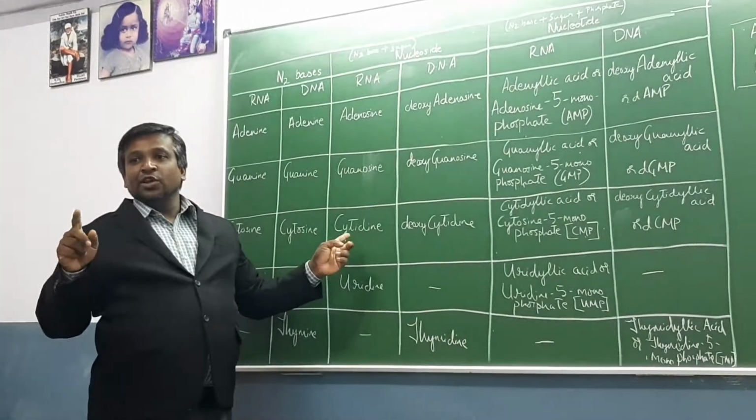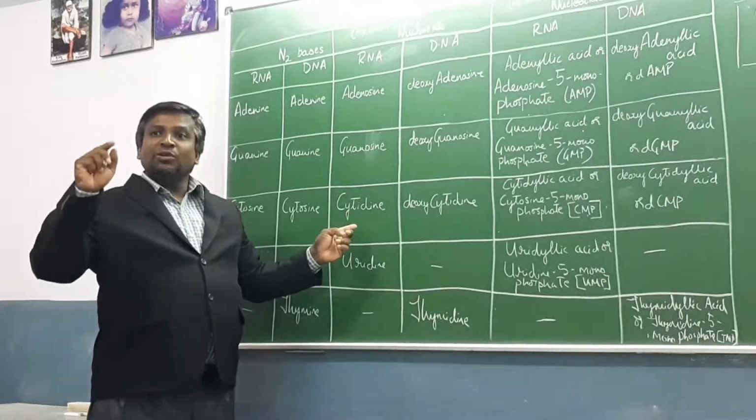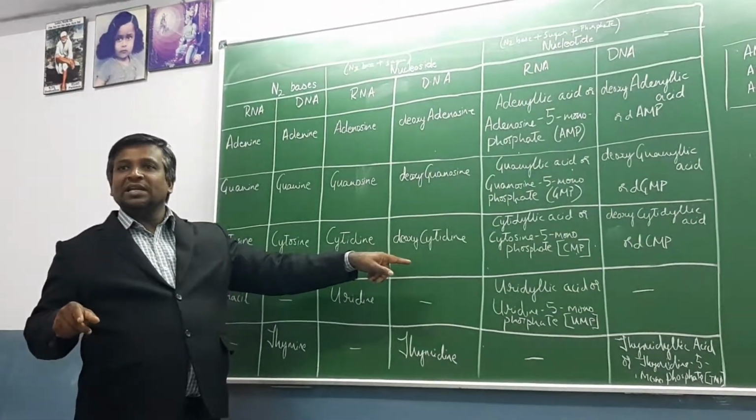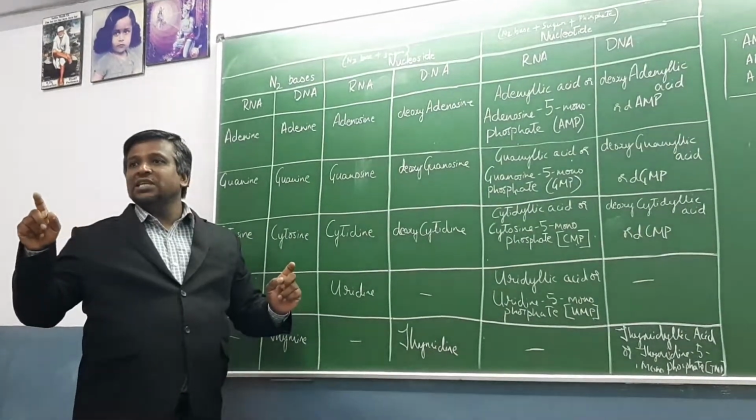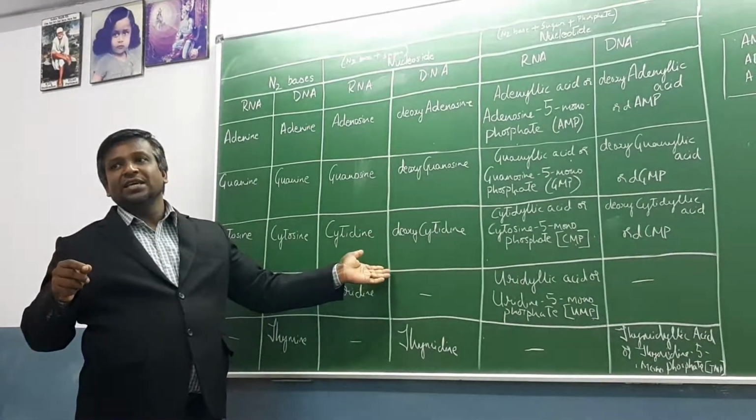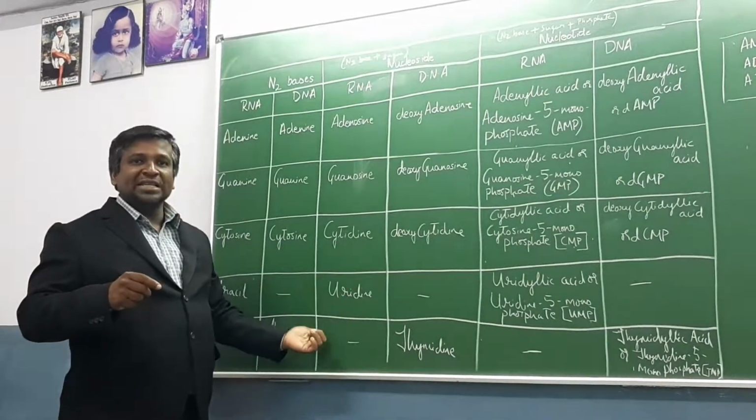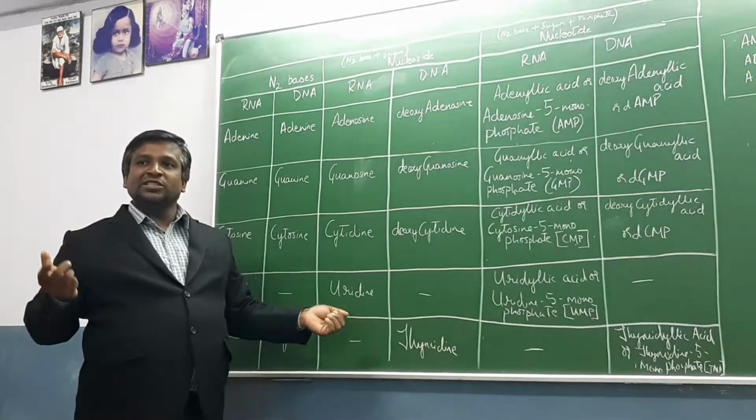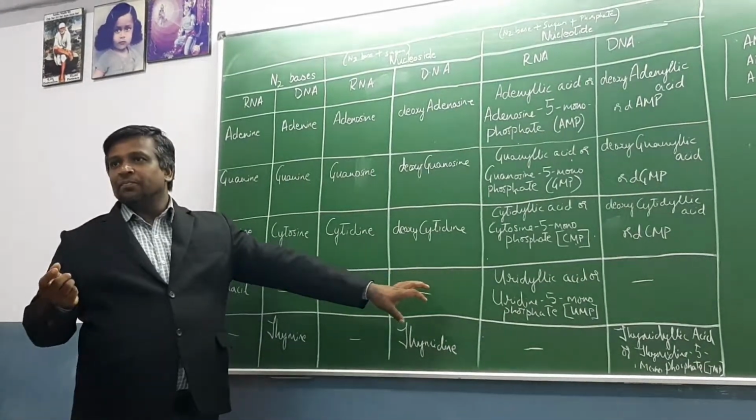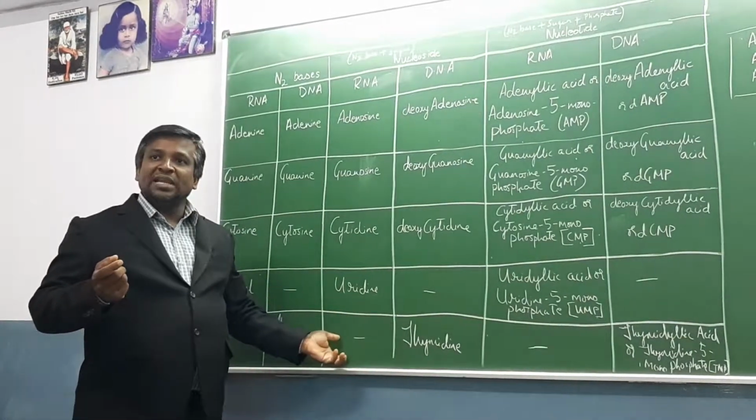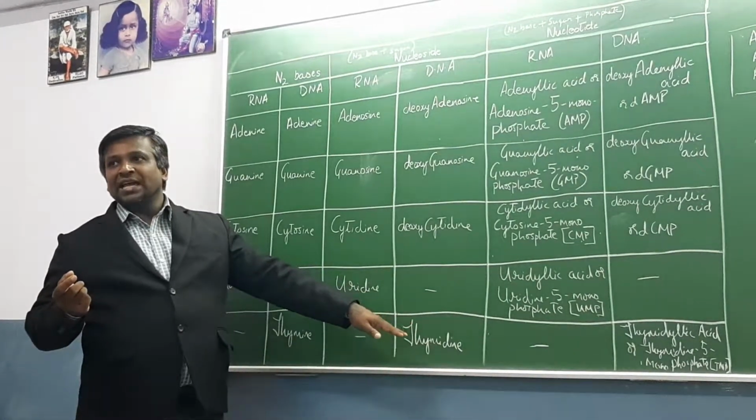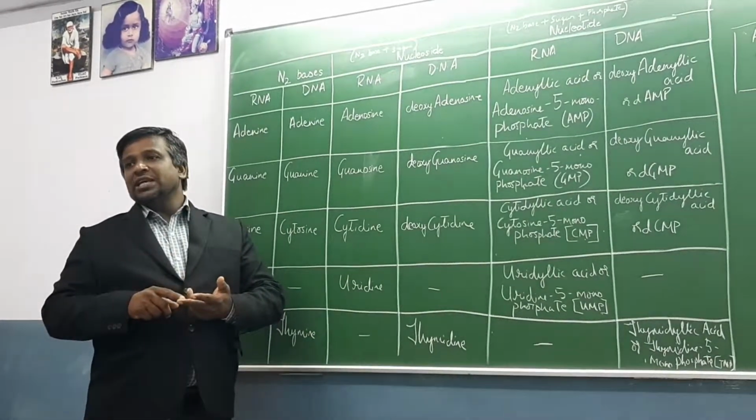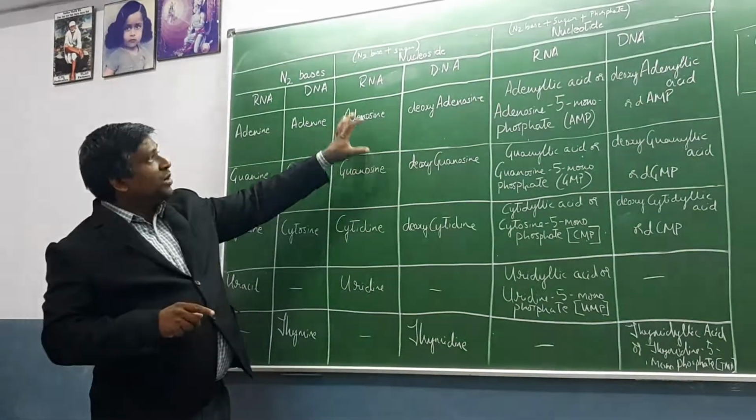Similarly, cytosine. The nucleoside is cytidine. So cytosine plus ribose sugar we call cytidine. In case of DNA, cytosine plus deoxyribose sugar we call deoxycytidine. Similarly, uracil plus ribose sugar we call uridine. It is absent in case of DNA. Thymine is absent in case of RNA, and the nucleoside we call thymidine, that is thymine plus deoxyribose sugar. So that is what nucleosides are about.